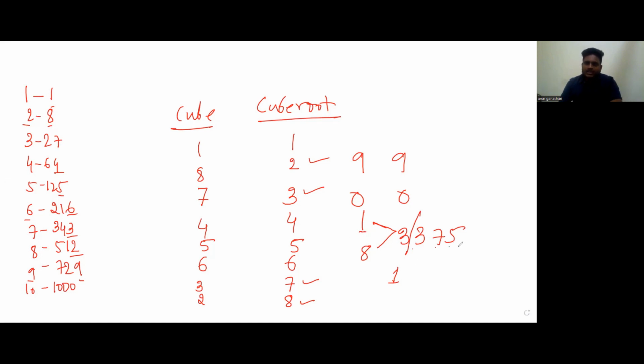Now we'll check for the last digit. What is the last digit? 5. When we have 5, we have 5. All simple. So your cube root will be 15. Understanding the logic of what we are doing here? It's pretty easy.